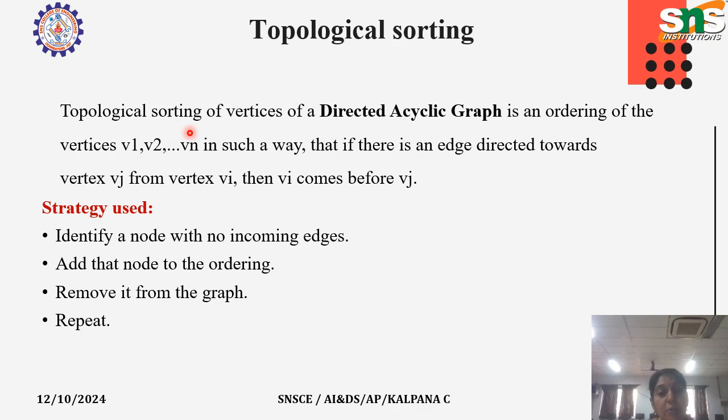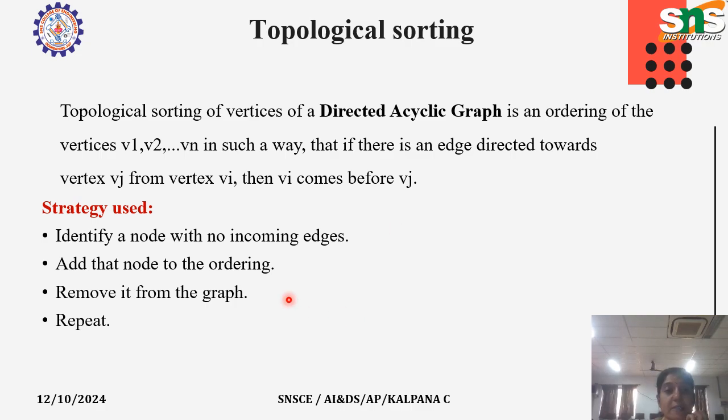The topological sorting of vertices of a DAG, that is a directed acyclic graph, is an ordering of the vertices V1, V2, ..., Vn in such a way that if there is an edge directed towards vertex Vj from vertex Vi, then Vi comes before Vj. We can perform topological sorting with a directed cyclic graph, but the ordering will not be a perfect one, so we prefer only directed acyclic graphs.